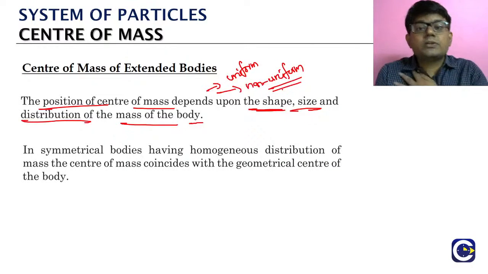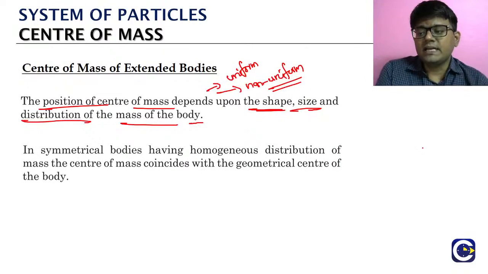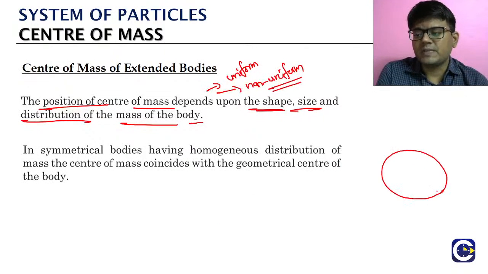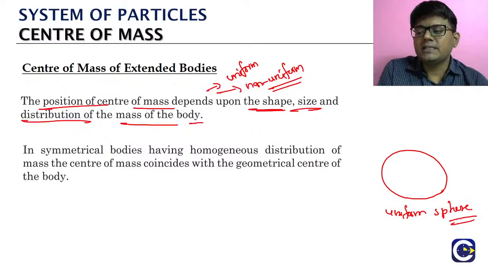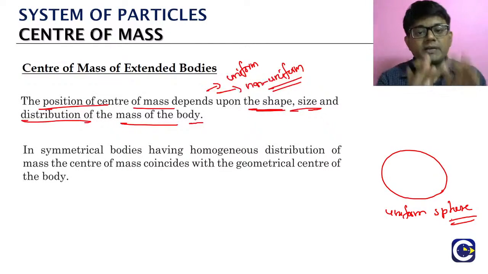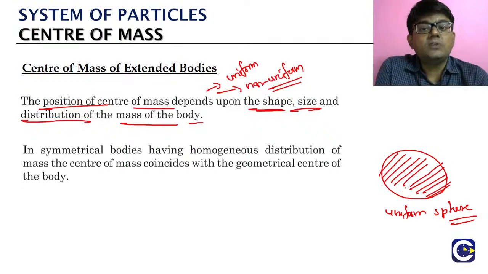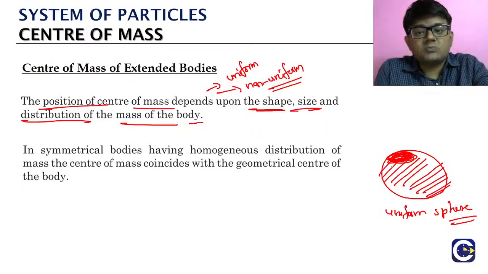Uniformly distributed, like we talked about densities before. Let us say we have a sphere, a uniform sphere. What it means is that the mass density is uniformly distributed throughout the body; mass is totally uniformly spread, and that is what you call a uniform sphere. Otherwise, let's say in this part the mass density is more and on the other side the mass density is less, then we call it a non-uniform distribution.